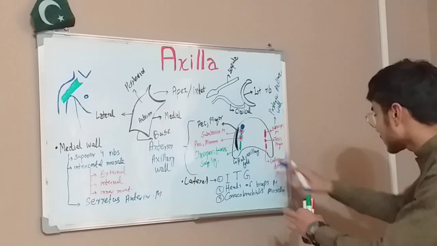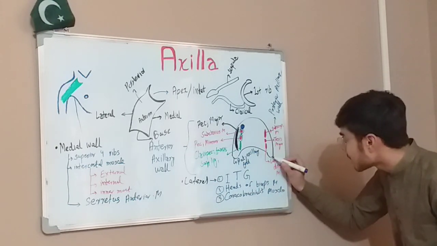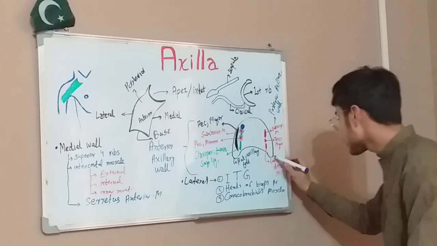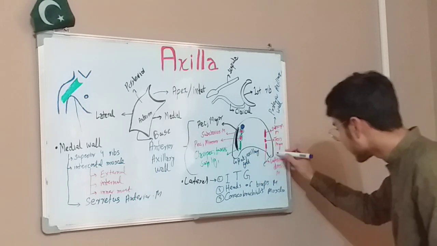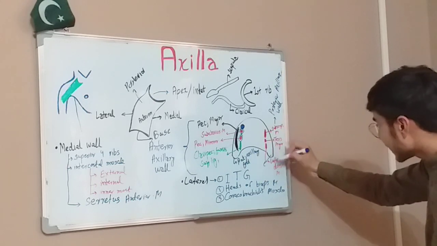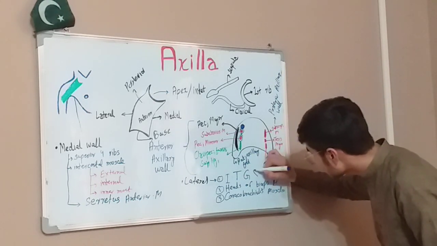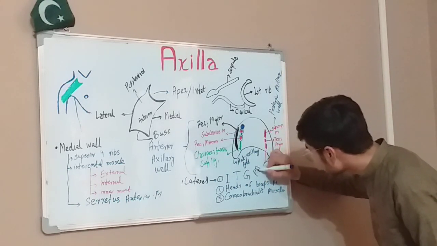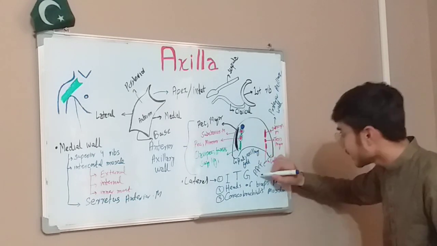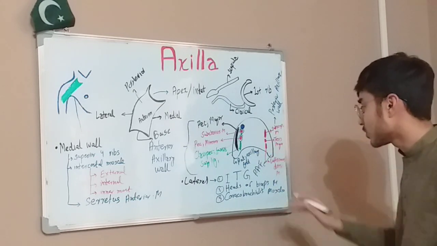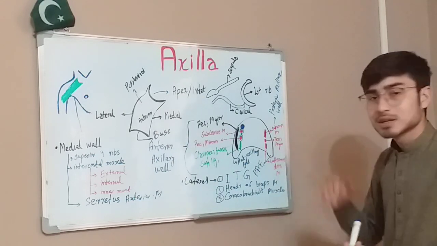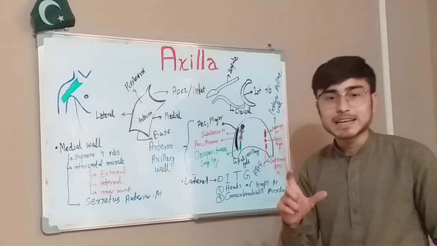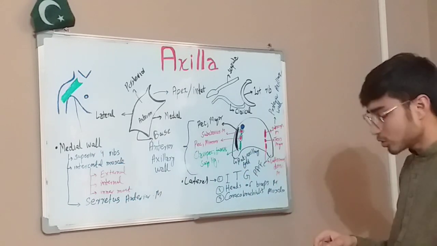As well as the posterior axillary fold, that is formed by the latissimus dorsi muscle and the teres major muscle, right? This is the anterior and this is the posterior axillary fold, PAF. As well as we have the skin that is stretching between the axillary folds, right?